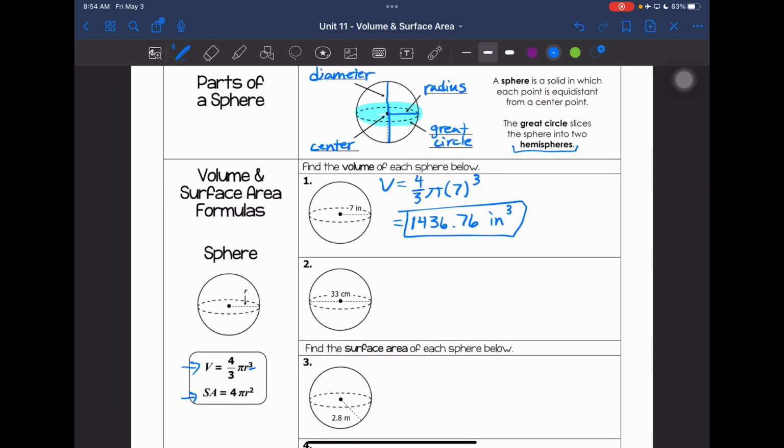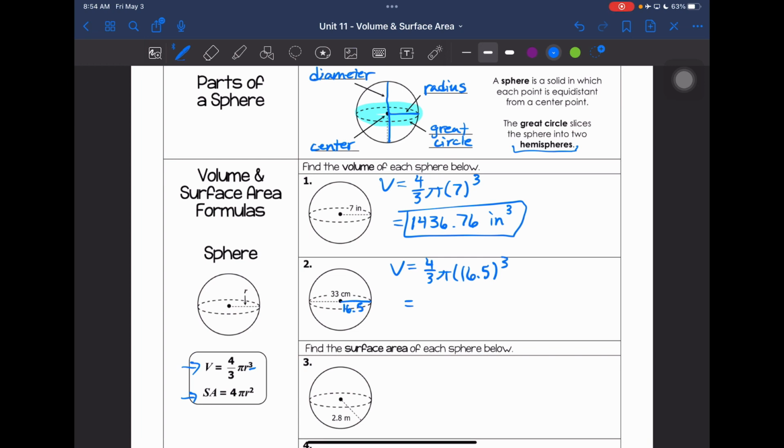Number 2, we would do similar process. The only thing is we need to find out what the radius is before we can find the volume. If the diameter is 33, the radius would just be half of that. 33 divided by 2 is 16.5. So the volume is going to be 4/3 times pi times 16.5 cubed. And then you would type that into your calculator and find out what the volume is.